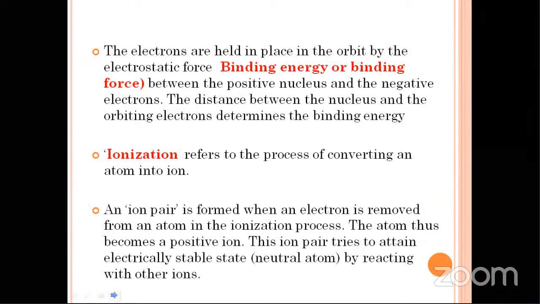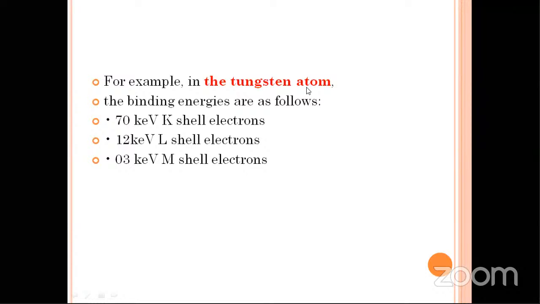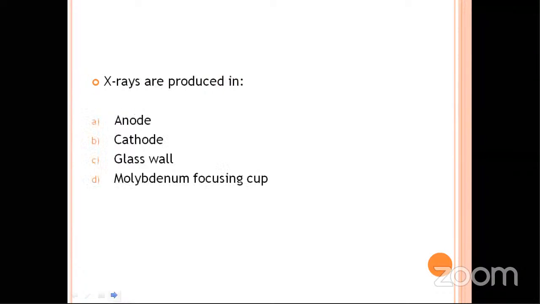Okay, so here you need to know that tungsten is the atom used to produce X-rays, and the binding energies of tungsten in the K shell is 70, in the L shell is 12, and in the M shell is 3. The shell very close to the nucleus is the K shell, which has only 2 electrons, and the L shell is next to the K shell, which has 8 electrons, and the M shell is next to the L shell, and its binding energy is 3 keV. Okay.